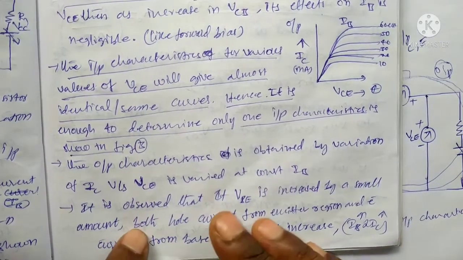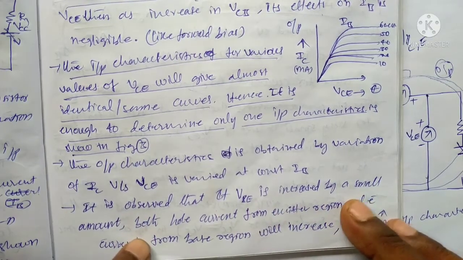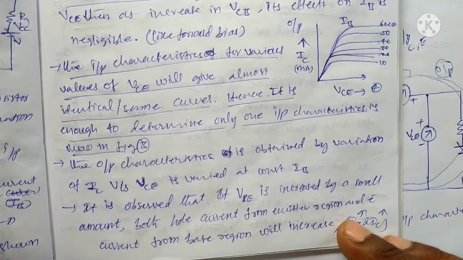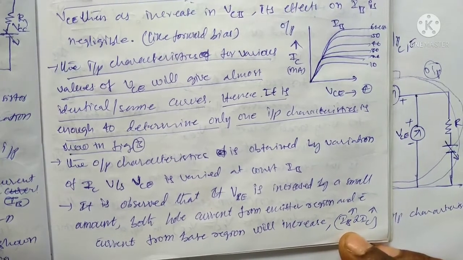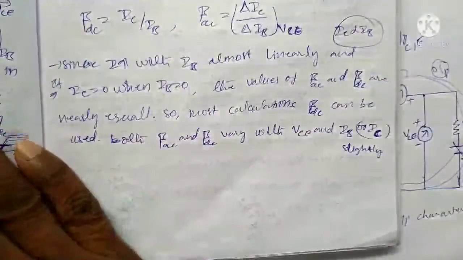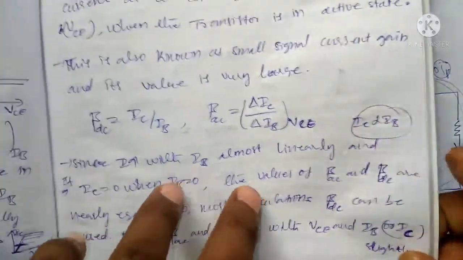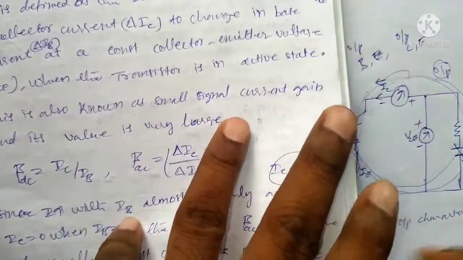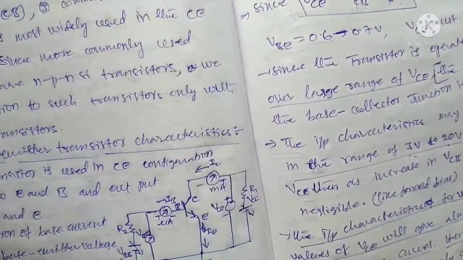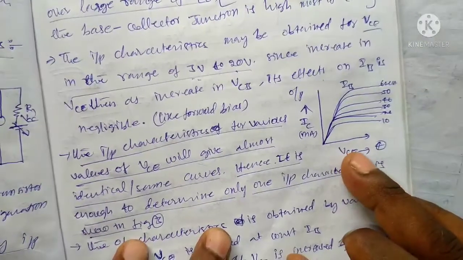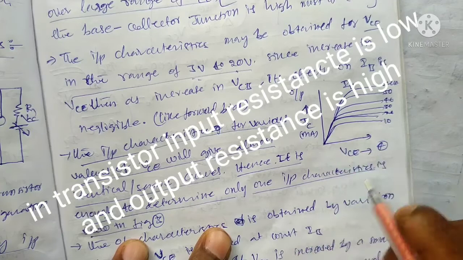Observe that if VBE increases by a small amount, both the hole current from the emitter region and the electron current from the base region increase. That is, when the base current increases, the collector current also increases in the output region. Here we draw the graph of the output characteristics like this. As VCE increases, IB is like this.